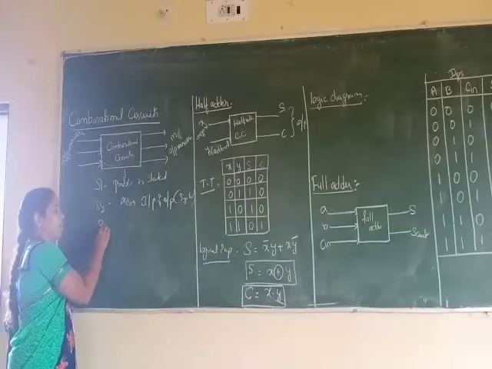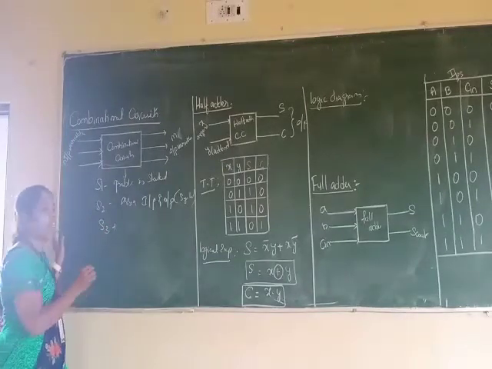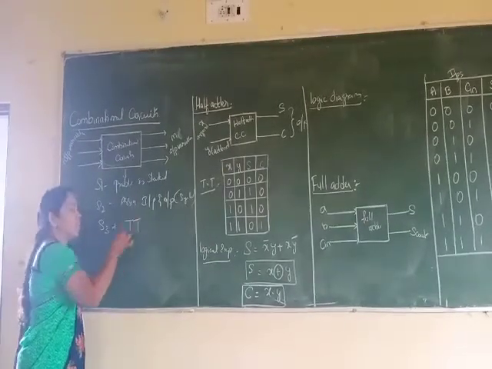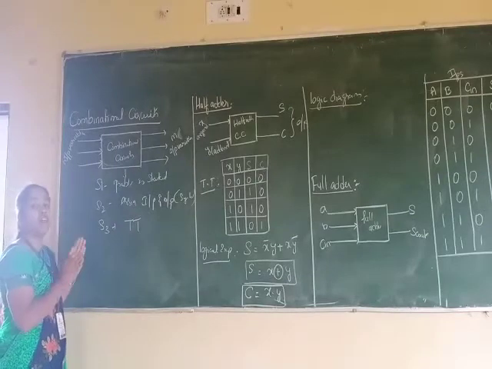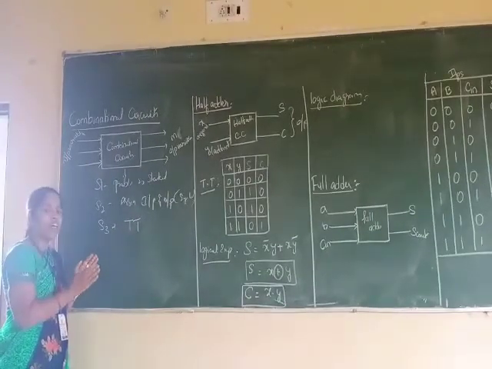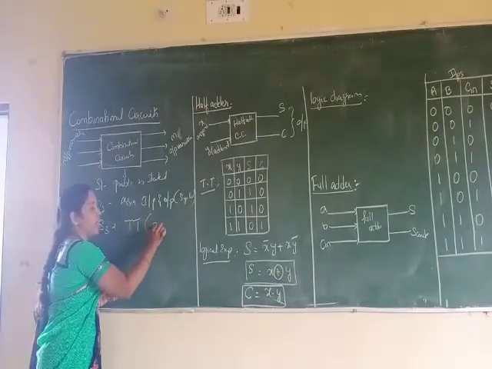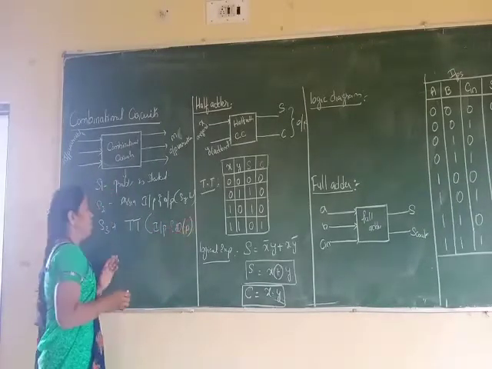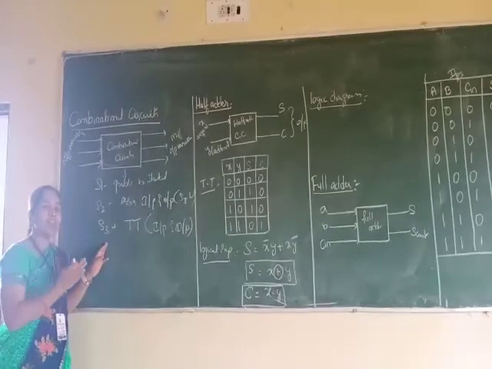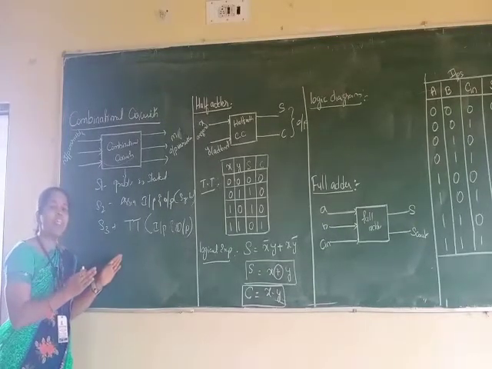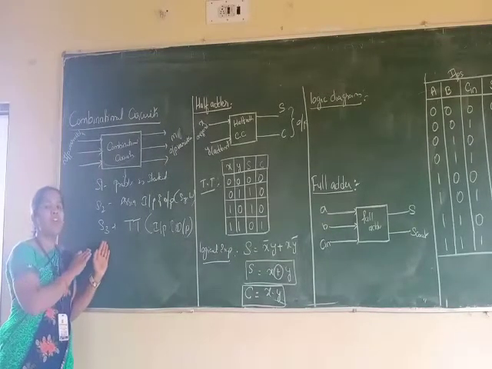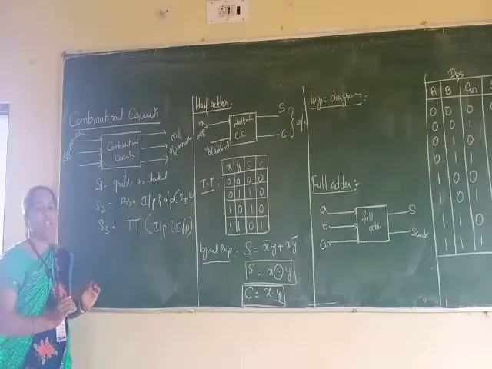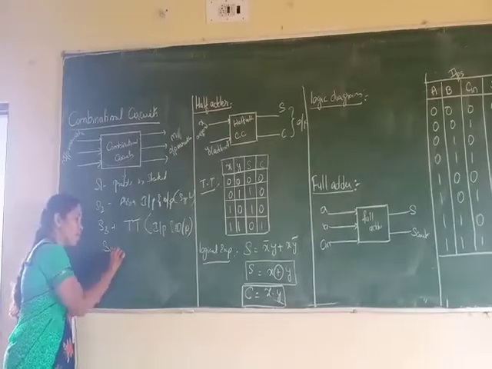And the third step, right? You have to generate the truth table. The third step is to generate the truth table, which gives the relationship between the input and the output variables. So the third step is to generate the truth table, which gives the relationship between input variables and output variables.